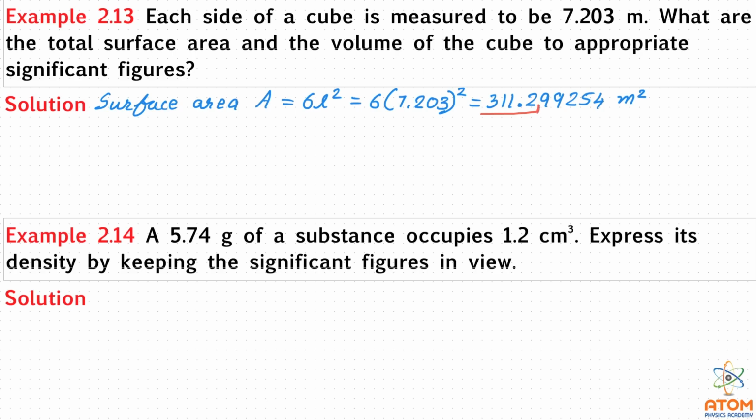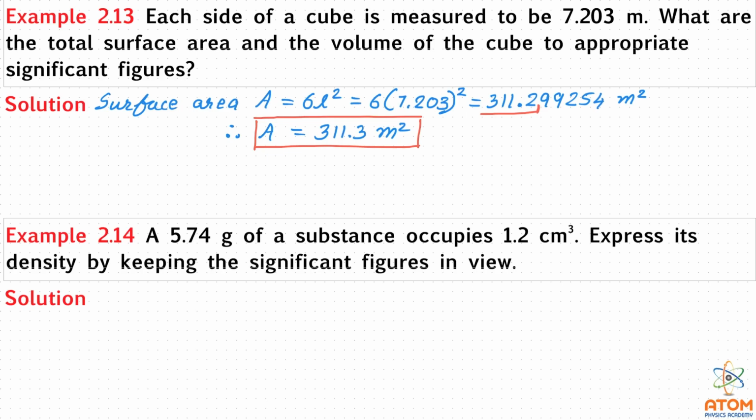Obviously we have to use the rounding off method, and by the rounding off method, the answer for the surface area will now become 311.3 meter square. This is the answer because this 2 will become 3 as you omit this 9. And so here is our first answer. Surface area is 311.3 meter square.